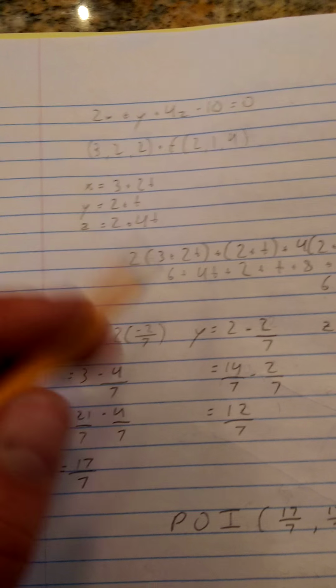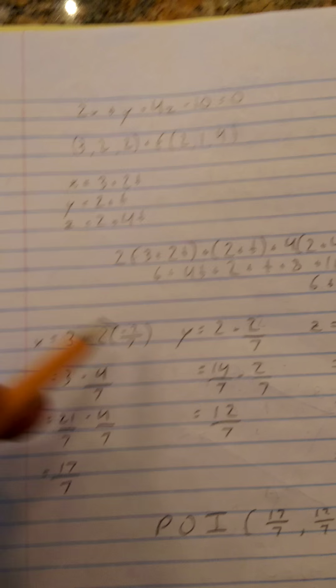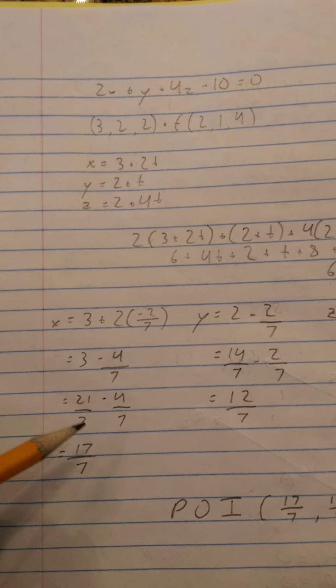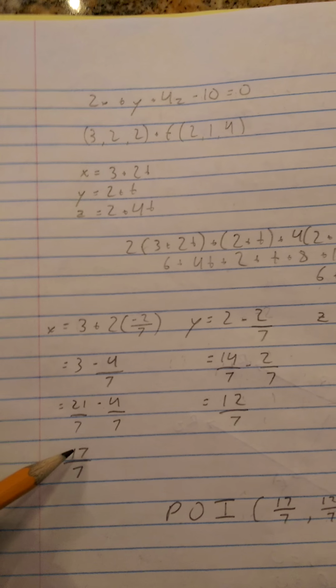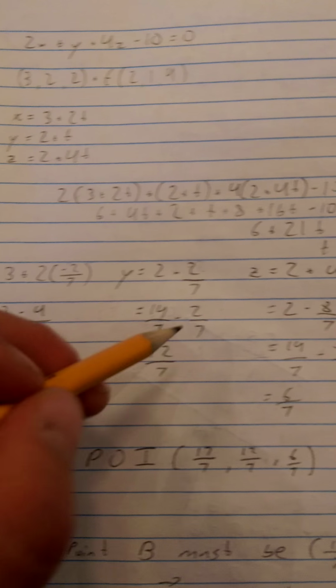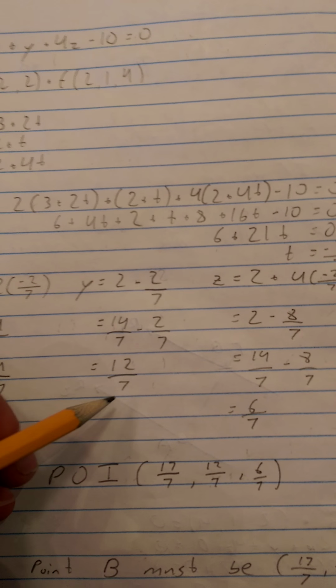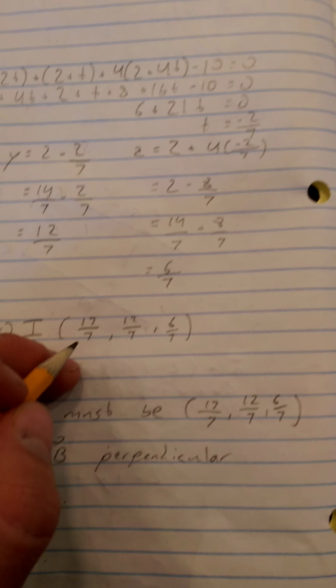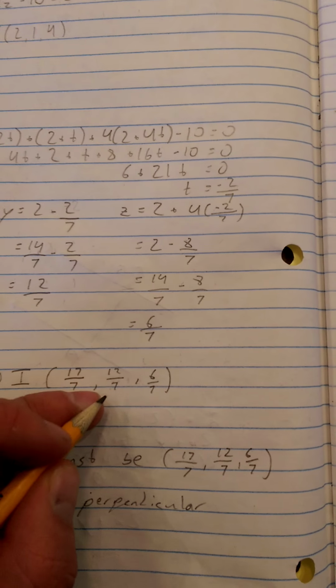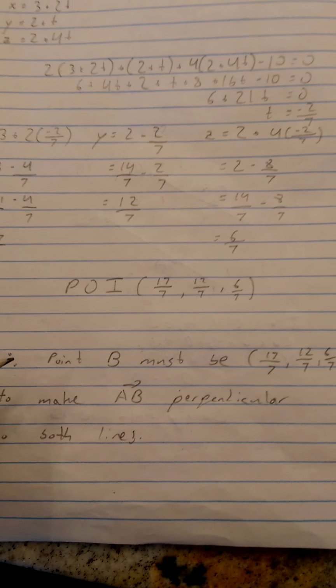So then finally, I plug t into these equations to solve for the points, and I multiply 2 by -2/7, and subtract fractions by finding a common denominator, and I get 17/7 for x. I get 12/7 for y, and I get 6/7 for z. So I know that the point of intersection is (17/7, 12/7, 6/7). So therefore, point B must be that point in order to make the vector AB perpendicular to both lines.